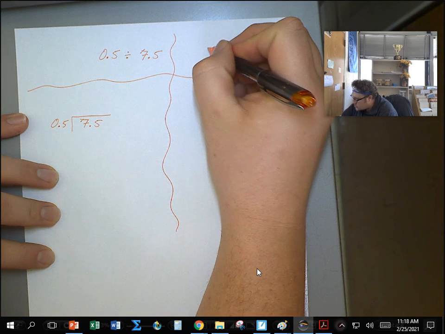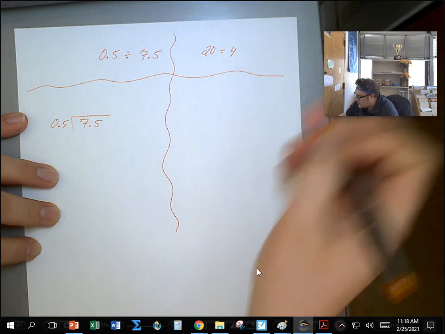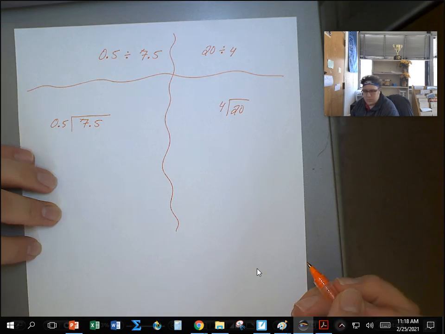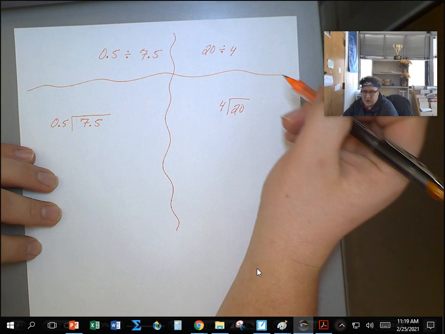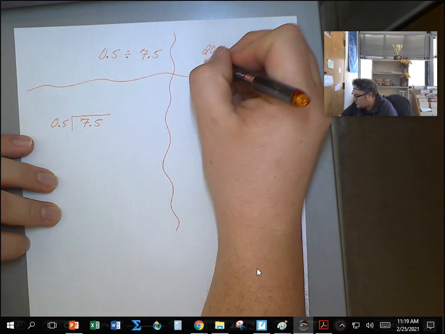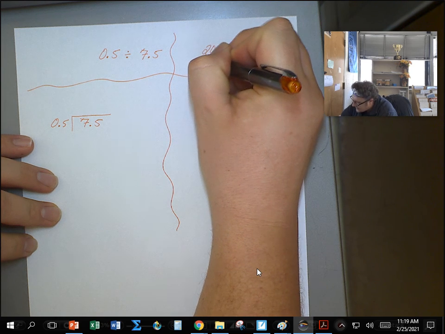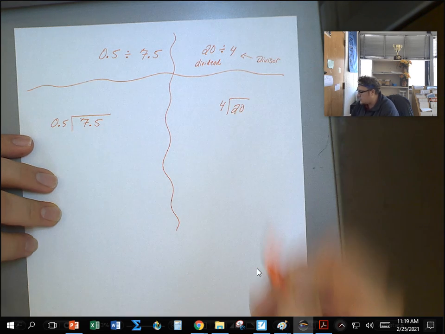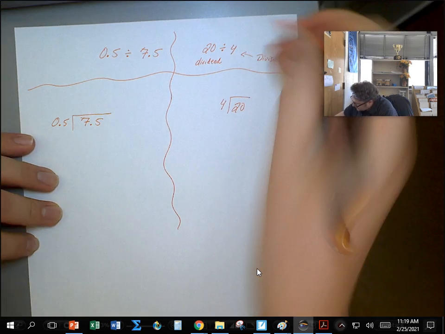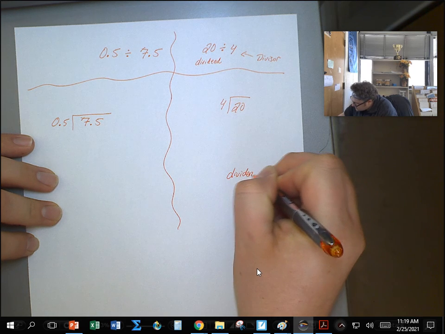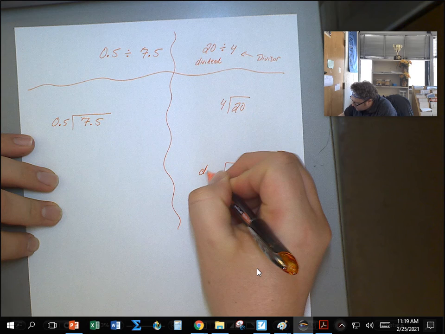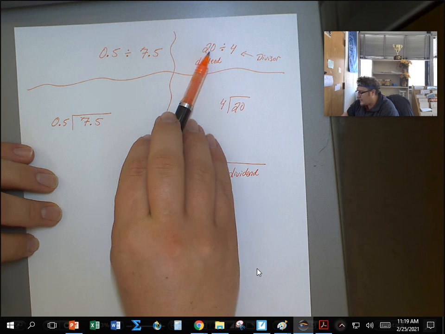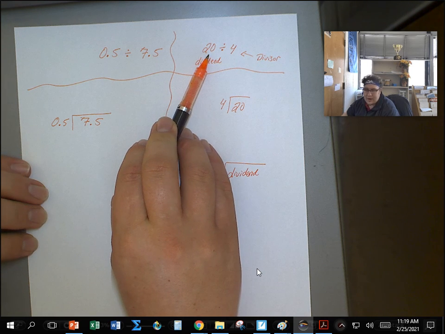If we had 20 divided by 4, then we would put 20 inside, and then the 4 is on the outside. Your teacher may have brought up this vocab, but this right here is called the dividend, and that number right there is called the divisor. So it always goes dividend, and then whatever you're putting everything into groups of, that's the divisor. So that would be like, I have 20 apples and I'm trying to put them in groups of 4.